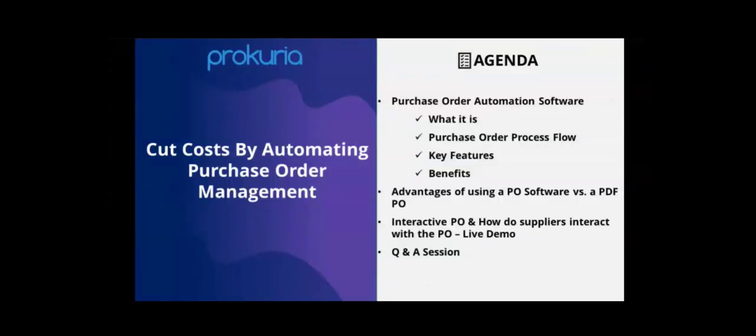But first, let's go through the agenda of today's webinar. And let me share my screen real quick. So first of all, we will see exactly what a purchase order automation software is. After that, we will discuss the basic purchase order flow, some key features of the purchase order software, some benefits. After that, we will go through the advantages of using a PO software versus a PDF PO. And then we will go through an actual live demo of how an interactive PO works and how the suppliers interact with the PO. Last but not least, we will have a Q&A session.